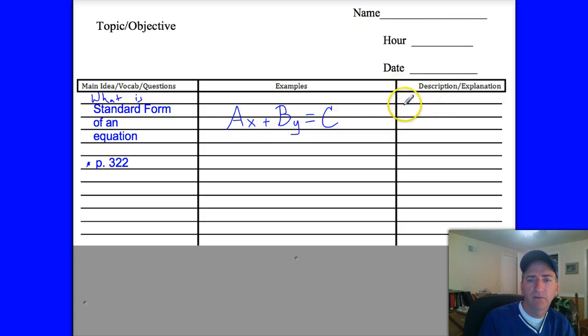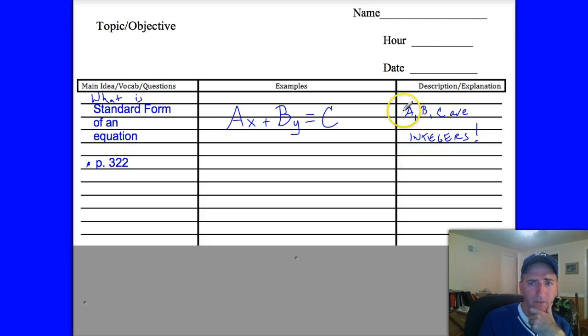First of all, A, B, and C are integers. Sorry, I should say A, B, and C. That's required. If it's not an integer, it's not in standard form. So integers, positive or negative whole numbers. No fractions, no decimals for A, B, and C. They have to be an integer.